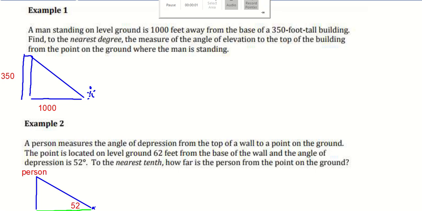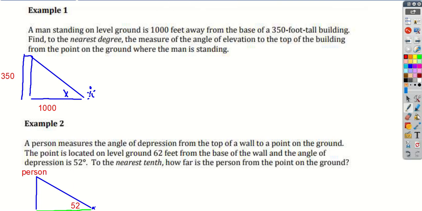All right, so we got the first question. A man standing on the ground is 1,000 feet away from the 350-foot tall tower. We got a picture over here for you guys. Find, to the nearest degree, the measure of the angle. So remember, since we're looking for an angle, this is a SOHCAHTOA question.